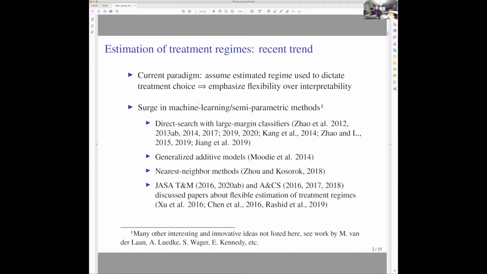highlight how much of a focus this has been in statistics. If you look at JASA, the flagship journal of the American Statistical Association, the theory and methods arm of the journal has discussion papers in 2016. There's 4 discussion papers in 2020. In the applications and case studies arms, there's 3 discussion papers, all about flexible estimation of treatment regimes. So this is getting a lot of attention in the statistics literature in terms of not only papers being published, but also just attention and discussion. And so this is definitely a hot area in statistics.